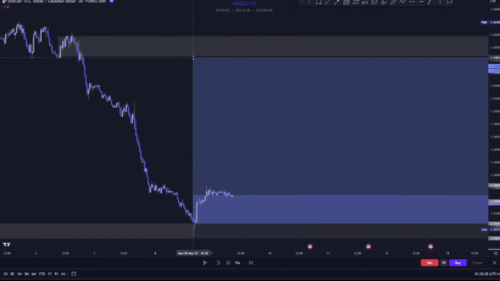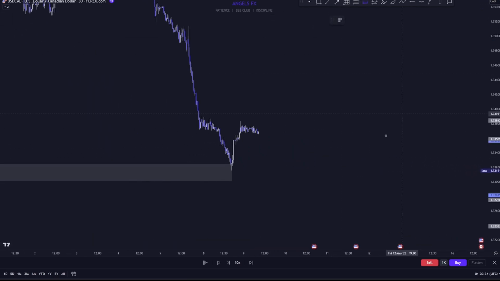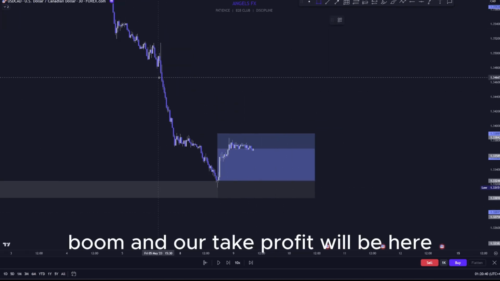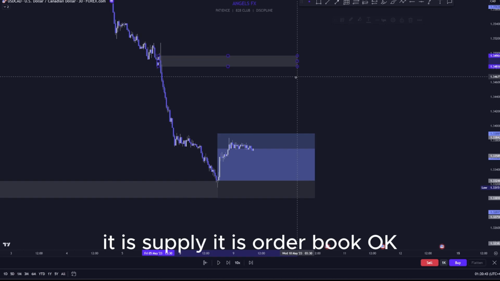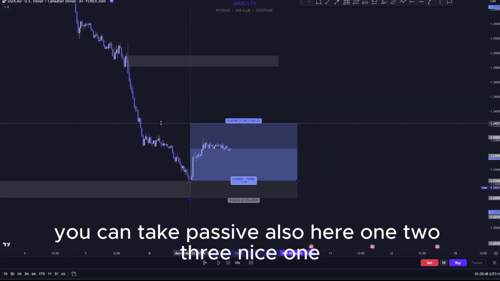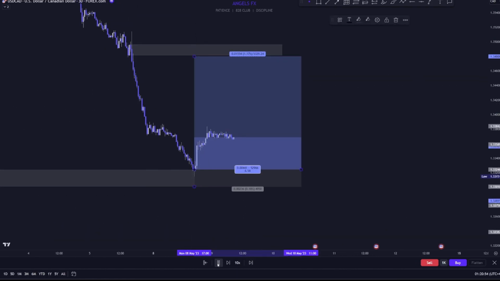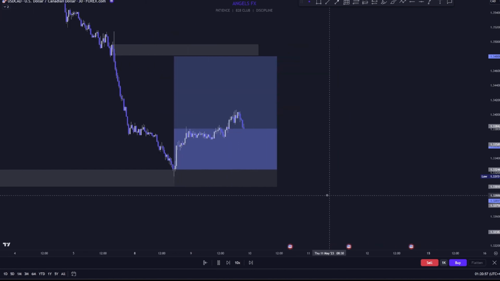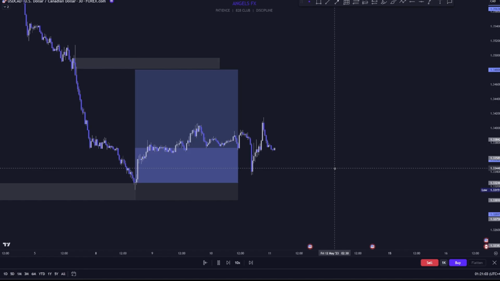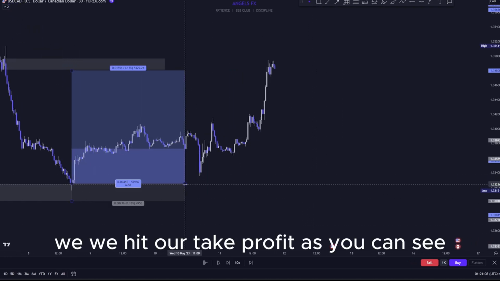Now we'll take profit. Let's play this and make another one. Boom. And our take profit will be here at this supply, at this order block. You can take partials also here. 1, 2, 3. Nice one. But let's see why it's consolidating. Yes, we hit our take profit, as you can see.